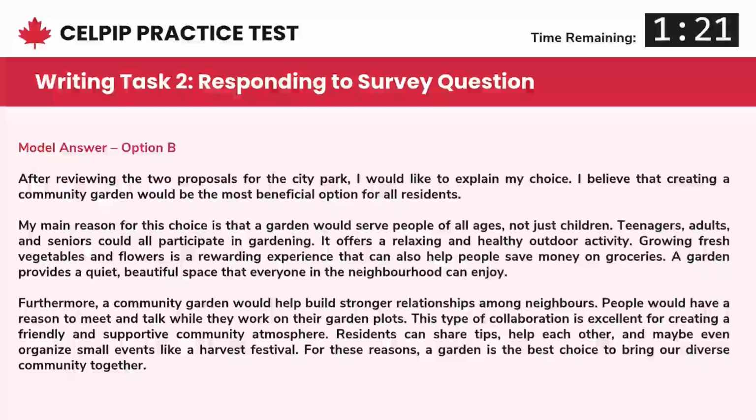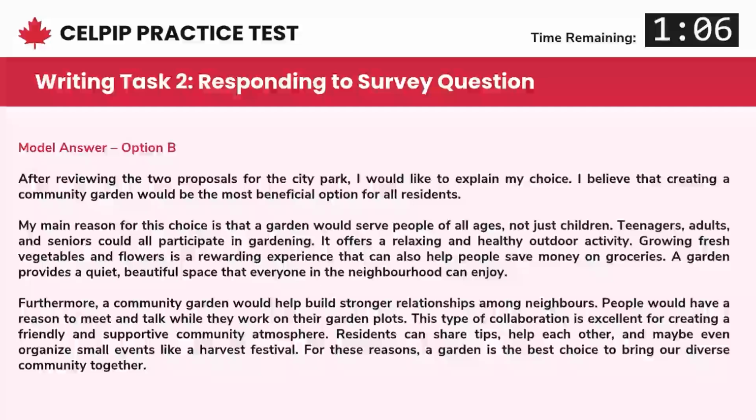Now, let's analyze the model answer that supports the community garden. You can pause here to read the full response if you need more time to review it. This response is effective because it clearly states a preference for option B and provides solid arguments.